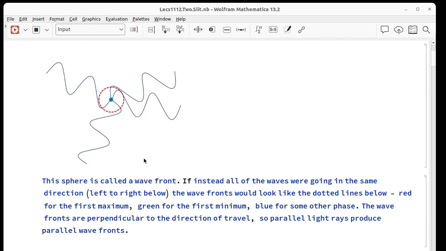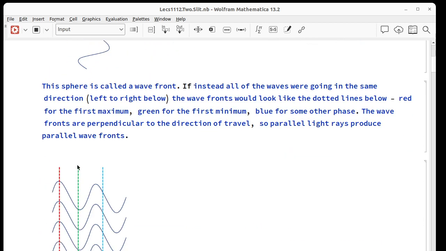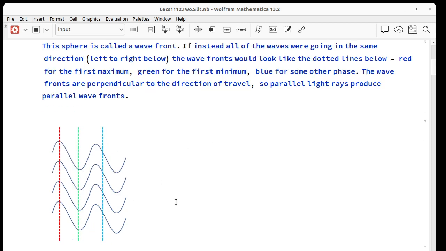If the waves are all going in one direction, like here, in this next picture, they're all headed one way or the other, we can color code the maxima or minima, and like the red line, that's a wave front. The green line, that's a wave front. The blue line's a wave front. And it's just a wave front because all these waves have the same value of phase. They're at the same point in their cycle. So if we have parallel light rays, like from the sun, the wave fronts are also parallel.